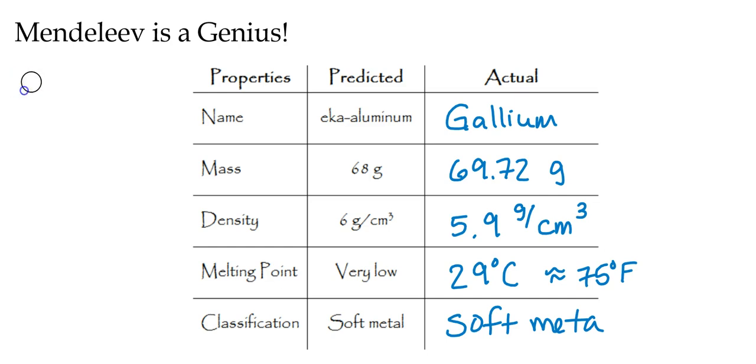This is not the color I wanted to write in. Still not the color I wanted to write in. My computer is not cooperating. There it is. Mendeleev gets purple because he's awesome. Father of the modern periodic table.